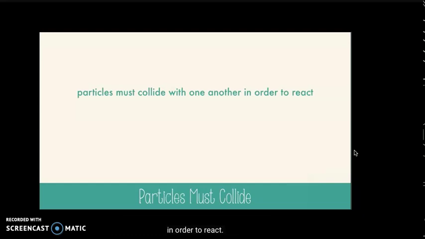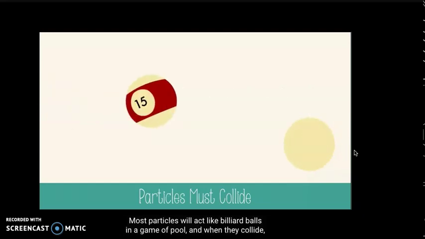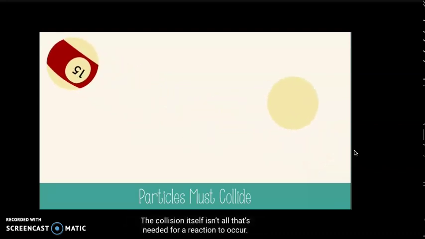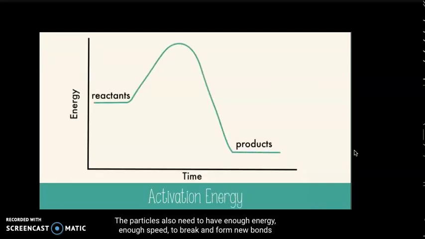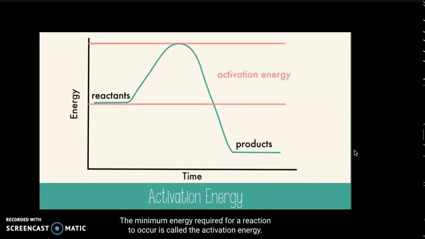The first assumption of collision theory is that the particles must collide with one another in order to react. Most particles will act like billiard balls in a game of pool, and when they collide, they bounce off each other. The collision itself isn't all that's needed for a reaction to occur. The particles also need to have enough energy, enough speed, to break and form new bonds when they collide. The minimum energy required for a reaction to occur is called the activation energy.